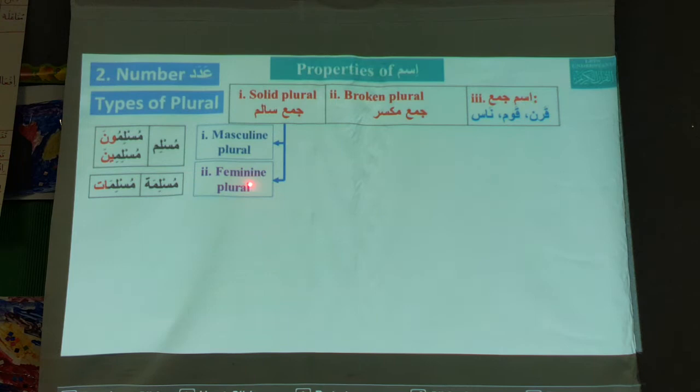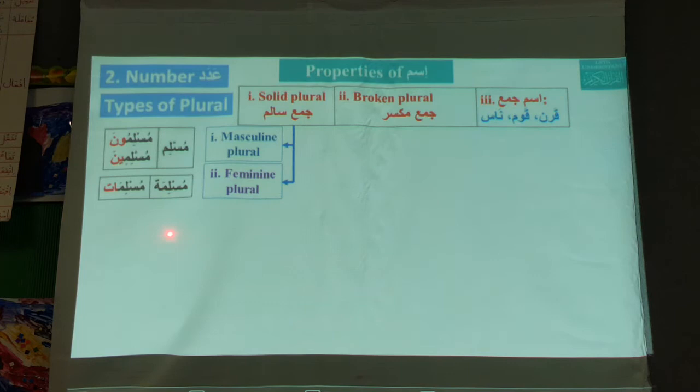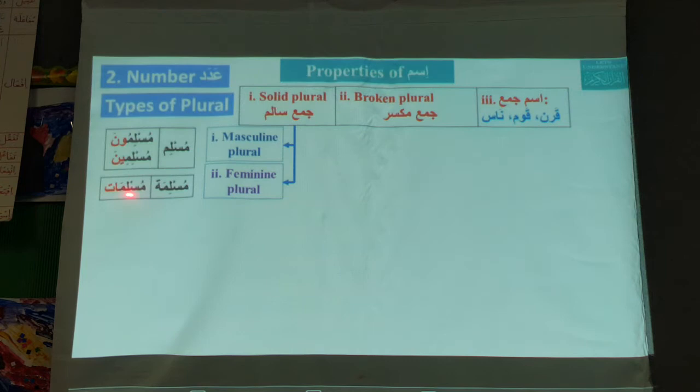Then the second type is feminine plural. So Muslim has a feminine of? Muslimah. So we just added this ta marbuta at the end. It's feminine, Muslimah. So the plural is? Muslimat. We added aat at the end. So is this Muslimatun or Muslimati? Yeah, it should be, well, we would not talk about that at this stage.